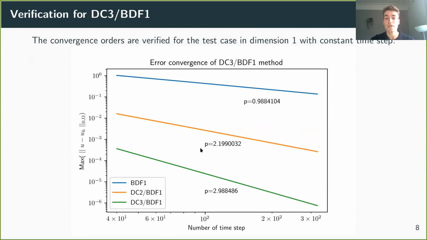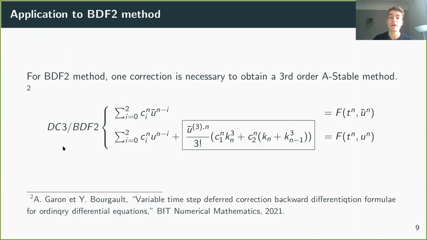If we plot the BDF1 error, we have an order of convergence of 1. If we plot the DC2 BDF1, we have an order higher than 2, and it's the same thing for DC3 BDF1. So now we can also apply the same method to a BDF2 method. Now we start from a BDF2 discretization.